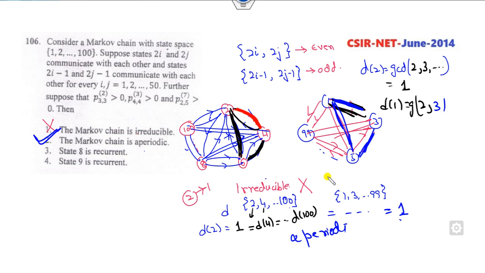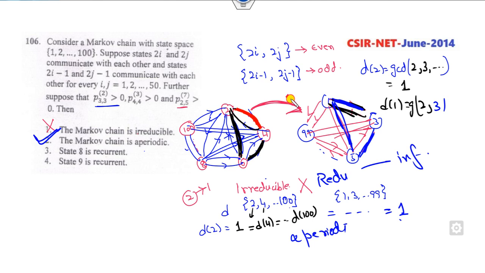Since this is not irreducible, it has infinitely many stationary distributions. Now you have to check whether the states are recurrent or not. Now look at another line. P33 is greater than 0, so 33 is here, 44 is there. Here one point is 2 to 5. There is a 2, there is a 5, so there is one path from this point to this.